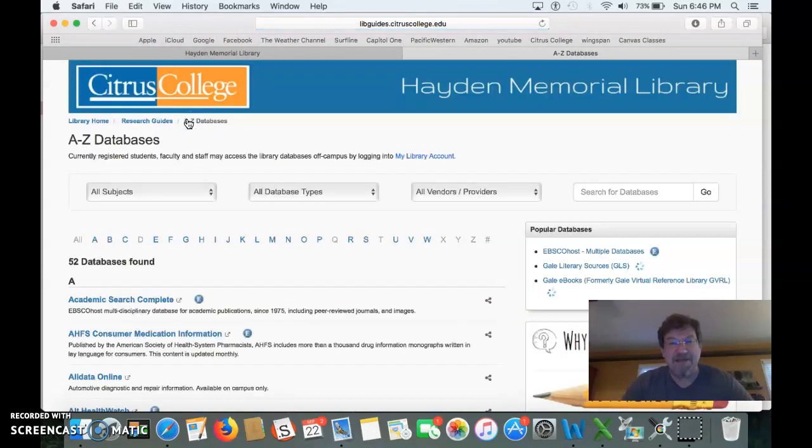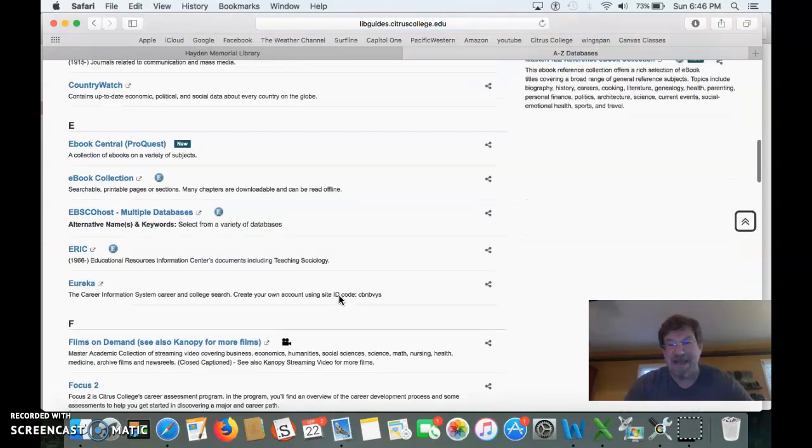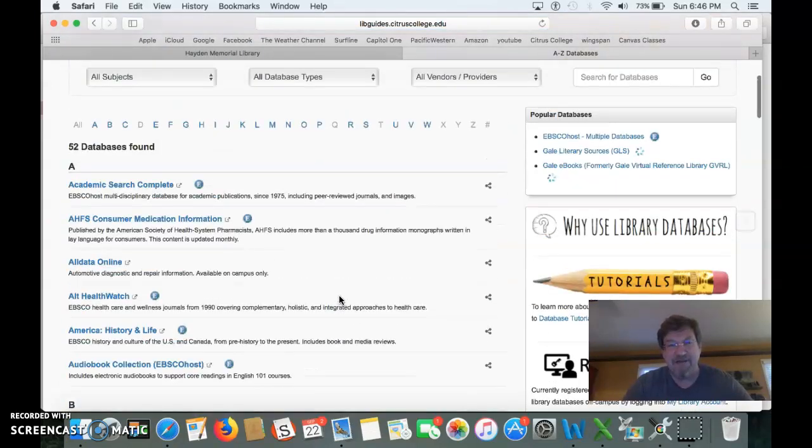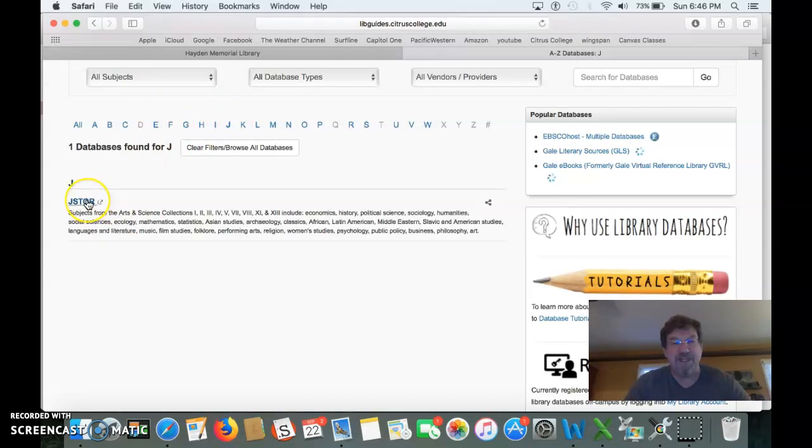So in the databases, you'll see that I clicked on it. We have so many databases that they had to be alphabetized, and a lot of them are very specialized in certain fields. For our purposes, the best one to use is a very good general research one. It's under J, called JSTOR. This is a good source. I think most of you can satisfy the requirement for this paper by using JSTOR. So I'm going to click on JSTOR.